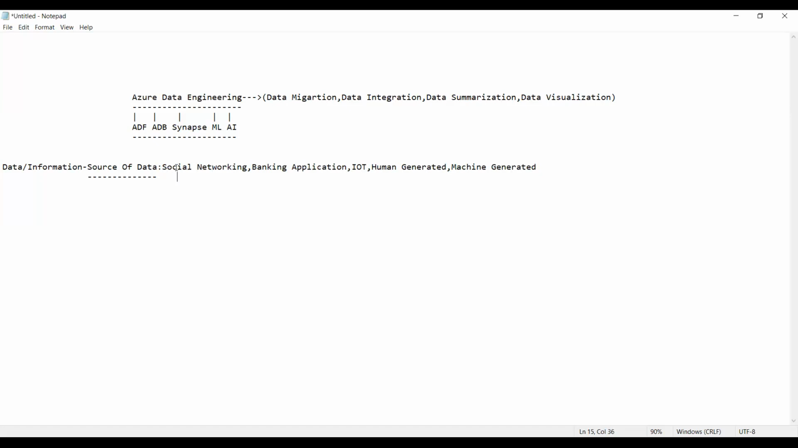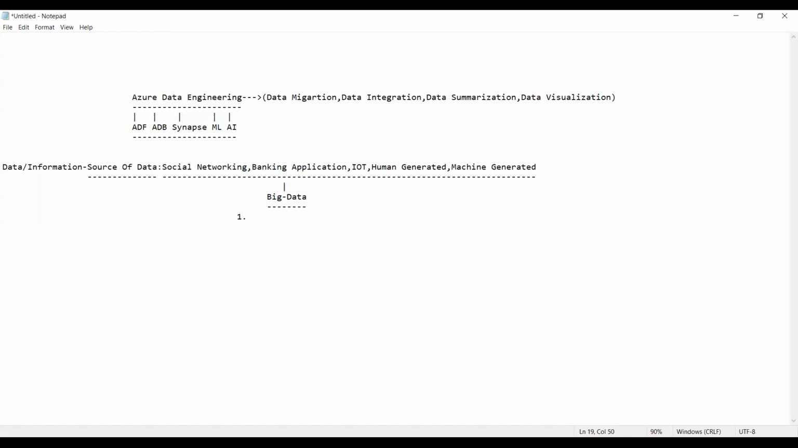These sources generate the data, and this data is called big data. It generates a massive amount of data, and the massive amount of data is called big data. So what do you mean by big data? Big data is nothing but the massive amount of data.